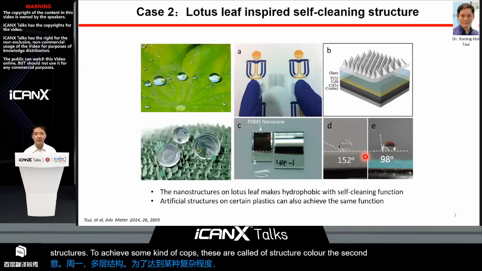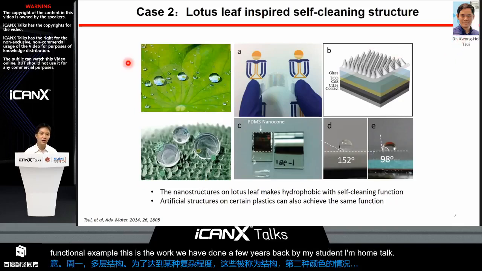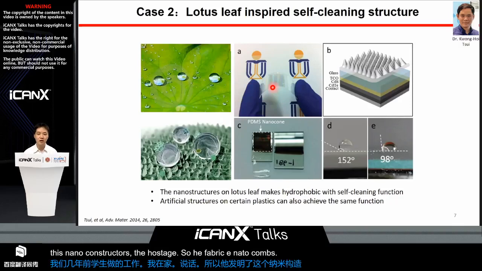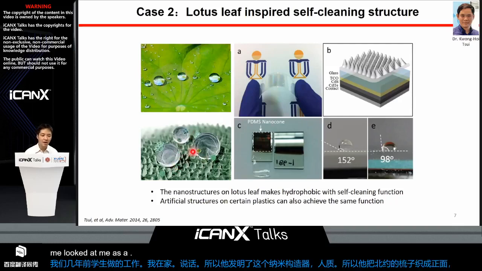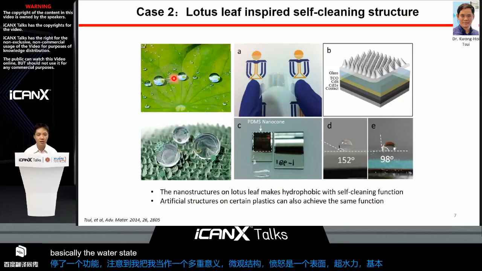The second case, the nanostructure not only can give us color, control the light propagation, but also it can sometimes bring us very unique functionalities. For example, this is work we did a few years back by my student, Kwang-Hoi Choi. So he fabricated nanocone structures on plastic to mimic the function of the lotus leaf. The lotus leaf has many microstructures that render the surface superhydrophobic. So basically, the water stays as a water droplet on the surface.